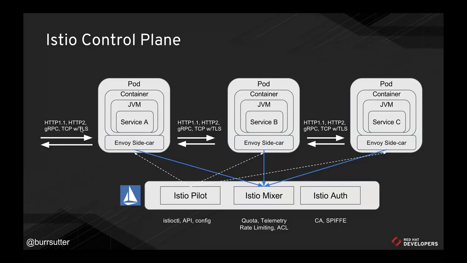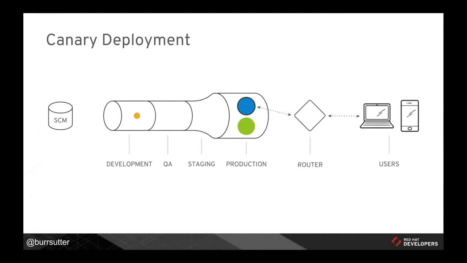But the actual pod-to-pod communications is still regular HTTP 1.1, HTTP2, gRPC, or TCP, with or without TLS. So from a programmer standpoint, you just call service B. You don't realize there's something in the middle, something intercepting that call. And then pilot and mixer are what allow you to apply the specific rules that you want to change the behavior.